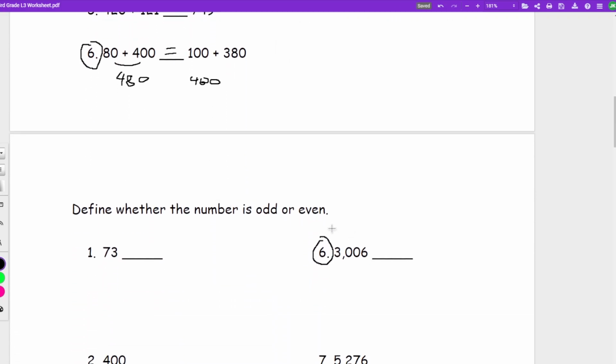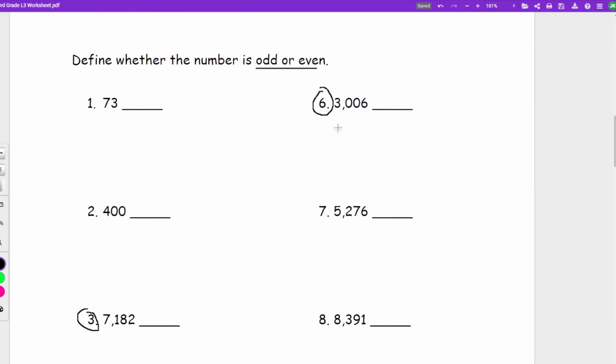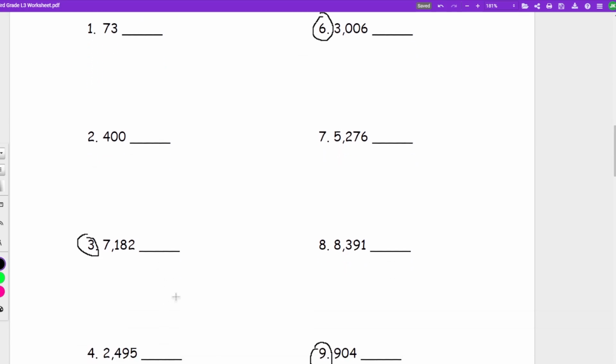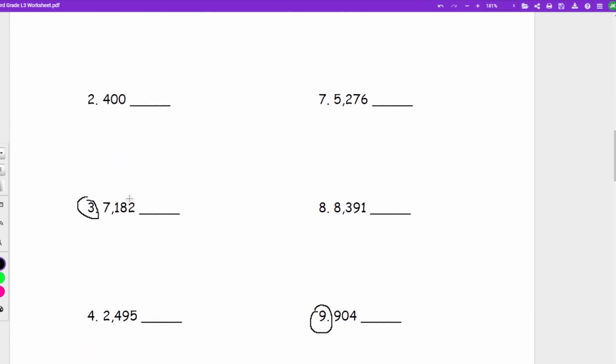Number 6. Define whether the number is odd or even. I'll begin with number 3. So my strategy to know if the number is odd or even is to look at their last number. Look at only this number. Don't look at the 7, don't look at the 1, don't look at the 8. Only look at this last number.